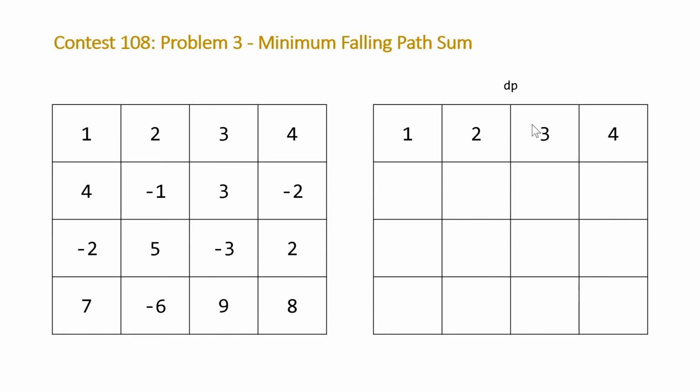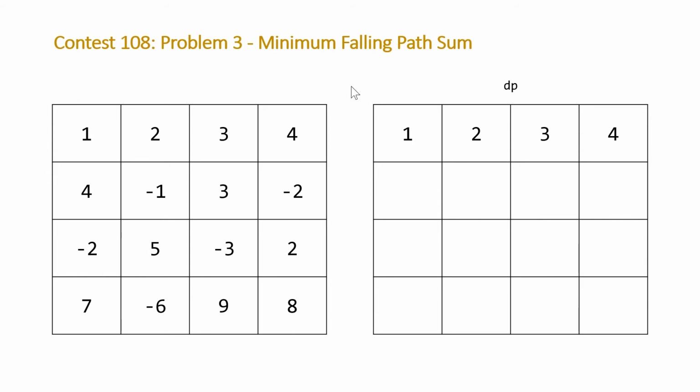So basically what we can do is just take the minimum of these 3 and store it here plus the current value that is in A. And that's going to give us the minimum path, or the minimum sum we can get, the minimum sum possible getting to this cell.